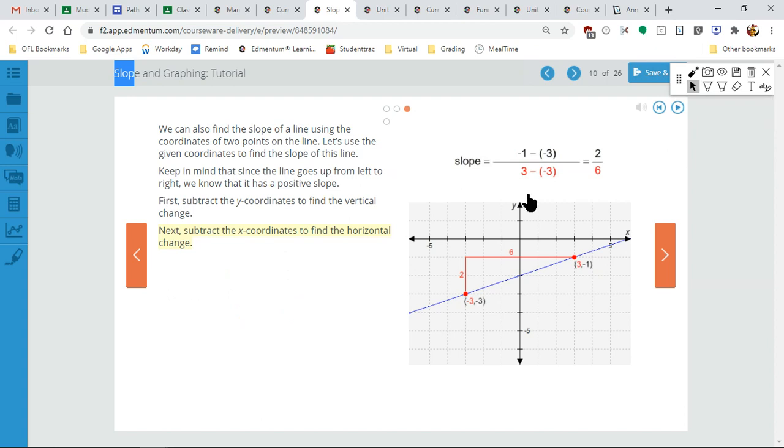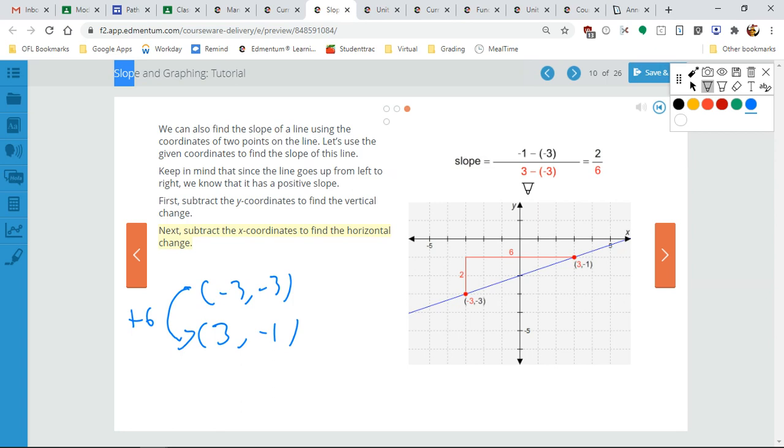What I usually do is when I have them right next to each other, like let's say I have -3 comma -3, and then I have a 3 comma -1, I ask myself, how much did I run? I ran +6. How much did I go over? Well, if I'm starting at -3 and I go all the way to -1, I go over 1, 2. So I went up +2. So that's why I get this 2/6. So there's a bunch of ways to do slope. It's just whichever way you like to do it.